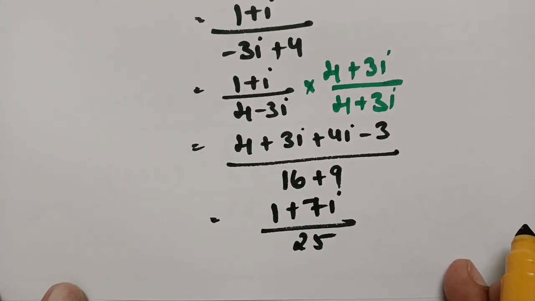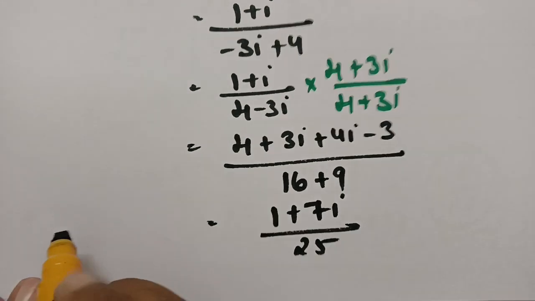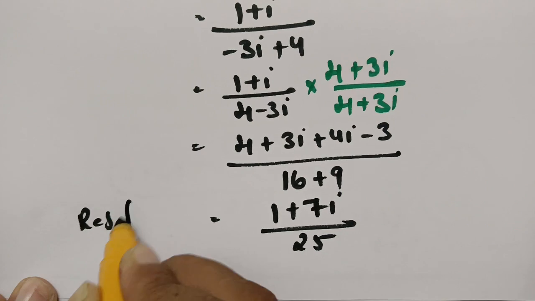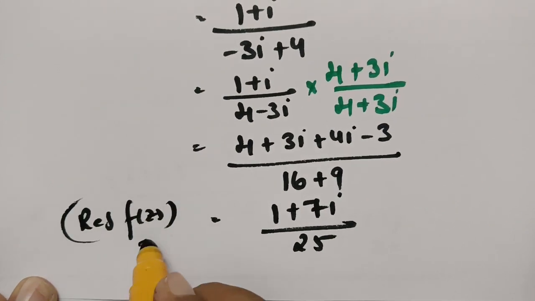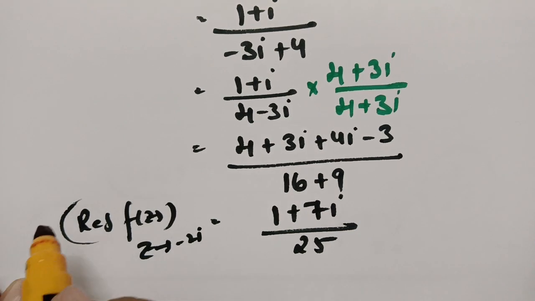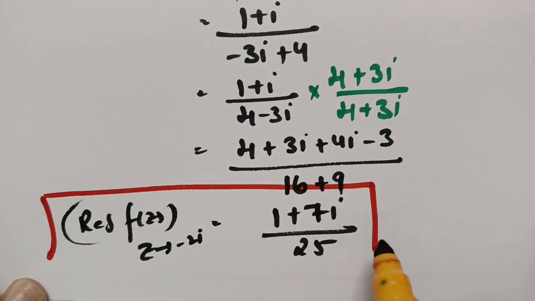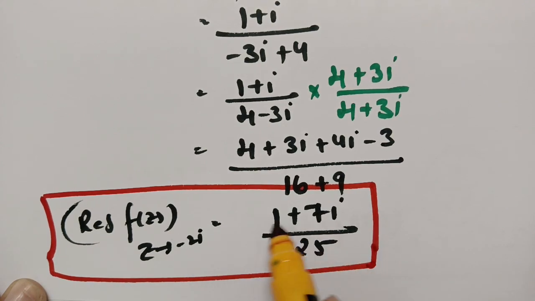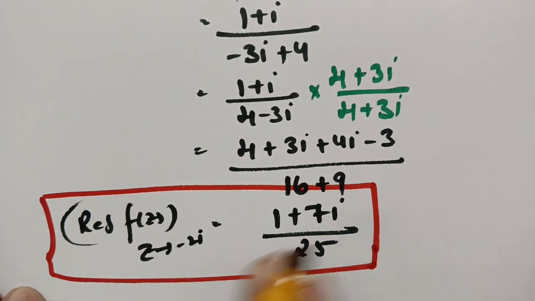See, clear? So this is the value which we got, the residue value. So this is the residue value of f of z at point z is equal to minus 2i. So this is the most important question. See here, our value is 1 plus 7i by 25.